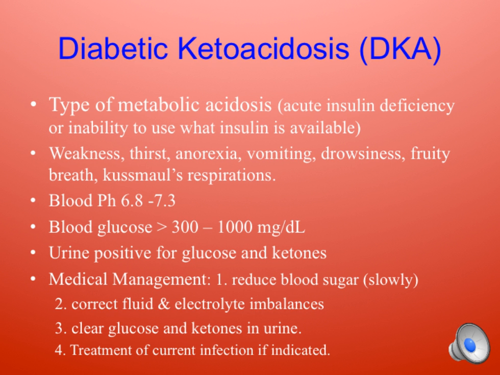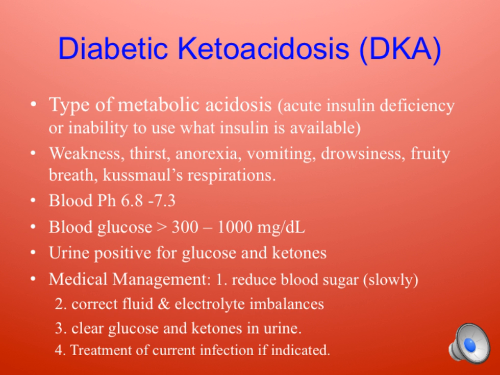Diabetic ketoacidosis, also known as DKA. So this is a type of metabolic acidosis. Again, acute insulin deficiency or inability to use what insulin is available by those beta cells. Your patient is going to have some weakness, they're going to be thirsty, they're going to have some anorexia, some vomiting, they'll be very drowsy, and they'll have this fruity breath. Almost, in my personal opinion and experience, it reminds me of Wrigley's fruity gum. And then they can also have the Kussmaul's respirations.